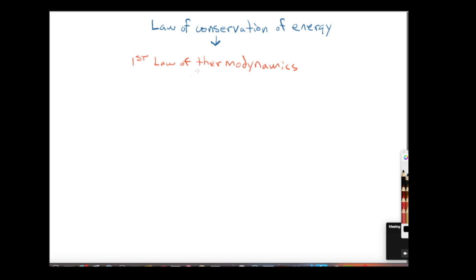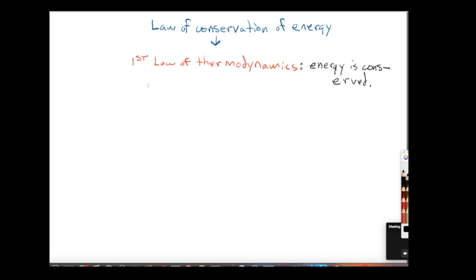Now, what does this mean? All of you can do this. You've had this memorized since 6th grade for sure. It just means that energy is conserved. Now, what does that mean?